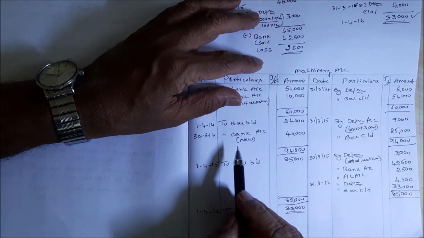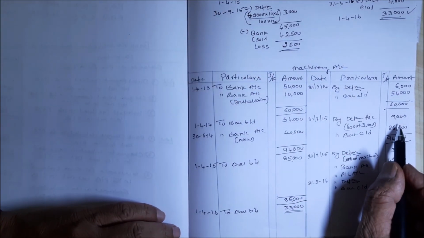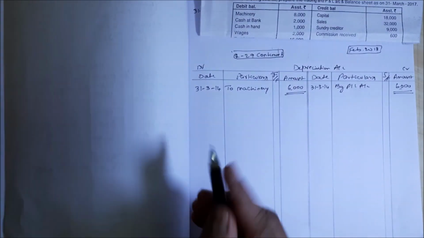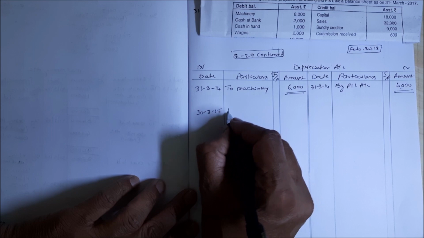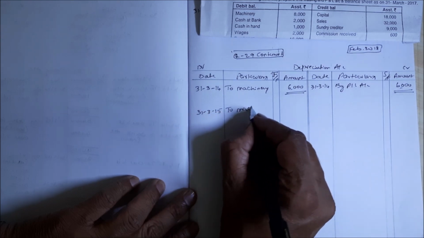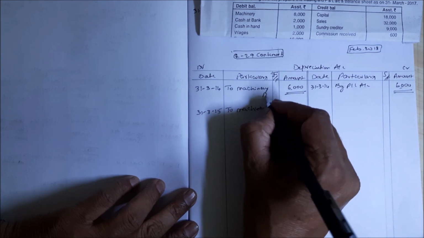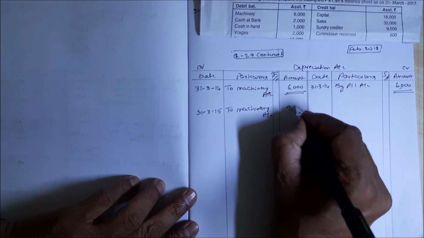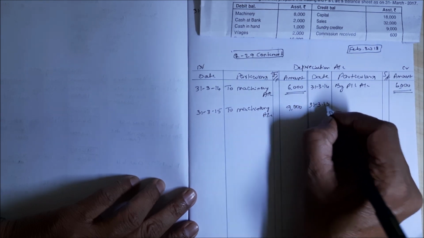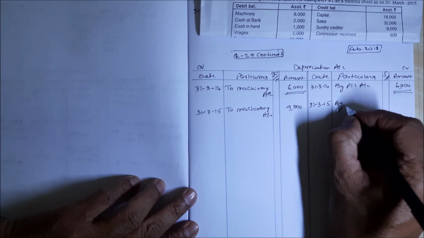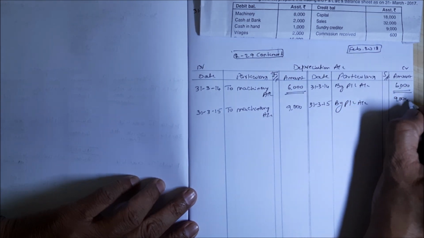Likewise, let us take the second year. Second year depreciation is 6,000 plus 3,000. It is how much actually? 9,000. So now 31/3/2015 to machinery account, machinery account 9,000. Then 31/3/2015 by profit and loss account 9,000 transferred.